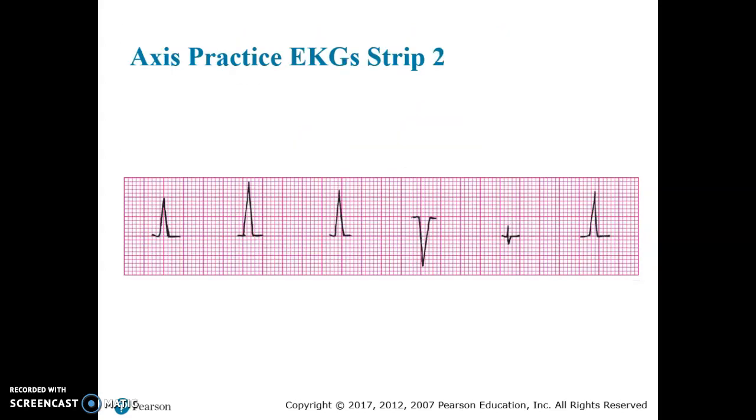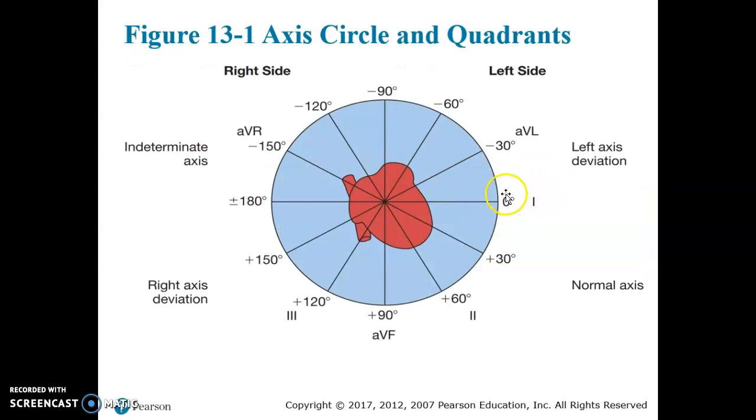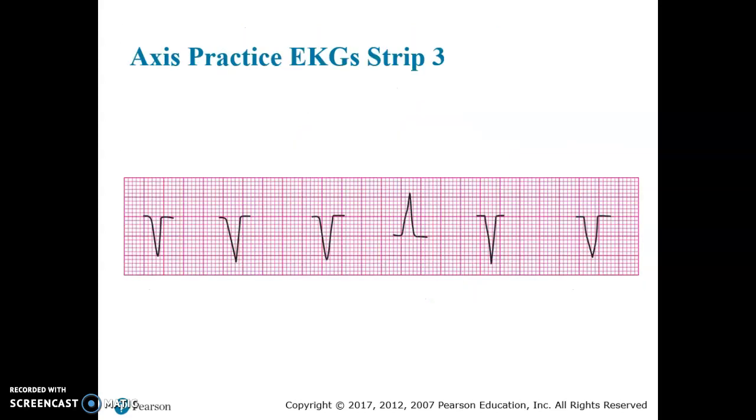And then going back to strip 2, we see that we have a positive lead 1 and we have a positive AVF. So we're going to refer back to that slide. We're positive, we're traveling to the right, and we're going down. So this is normal axis. And then moving forward, I'm going to keep flipping back to slide 15, so y'all bear with me.